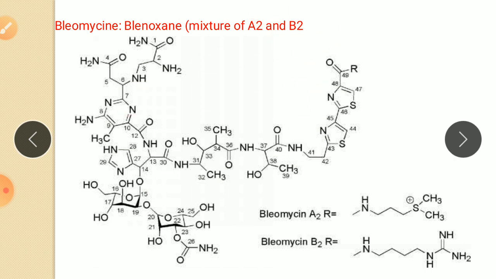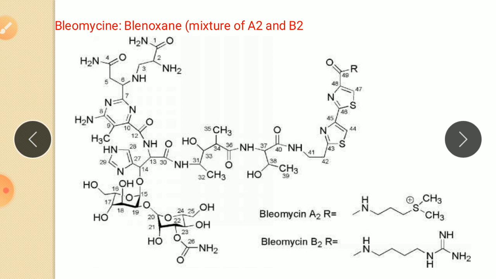In bleomycin A2, R is equal to this group, and bleomycin B2 has this group. Blenoxane is the main component of bleomycin, which contains bleomycin A2 and bleomycin B2, but bleomycin A2 is the most important.